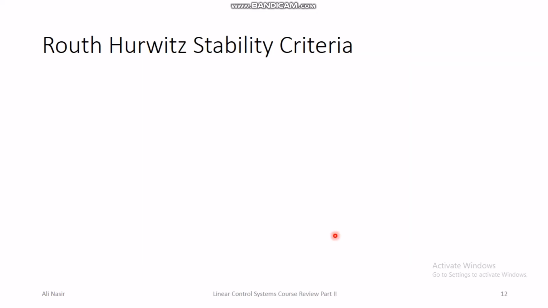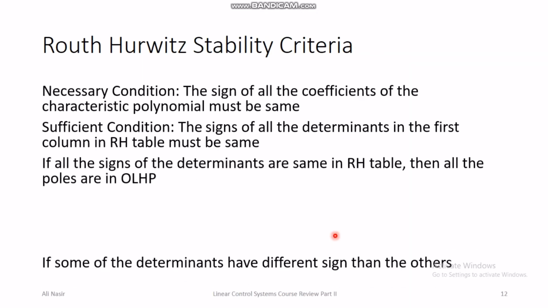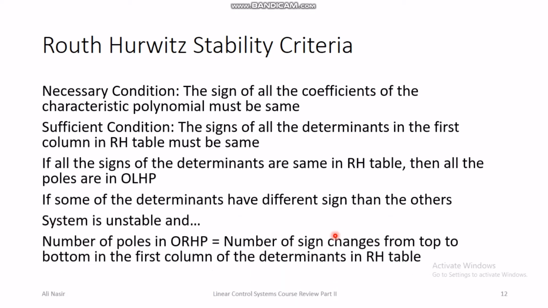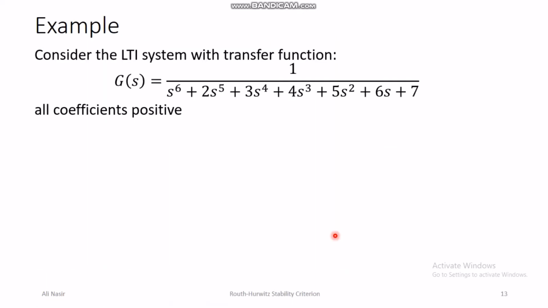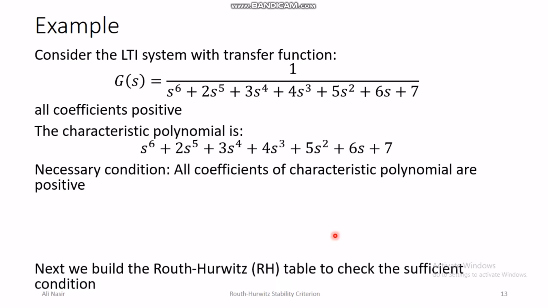Then there is Routh-Hurwitz criteria, necessary condition, sufficient condition. Without calculating the poles of the transfer function, you can find the stability, and you can also determine how many poles are in the open right half plane in case the transfer function is unstable. We looked at an example of a sixth order system.